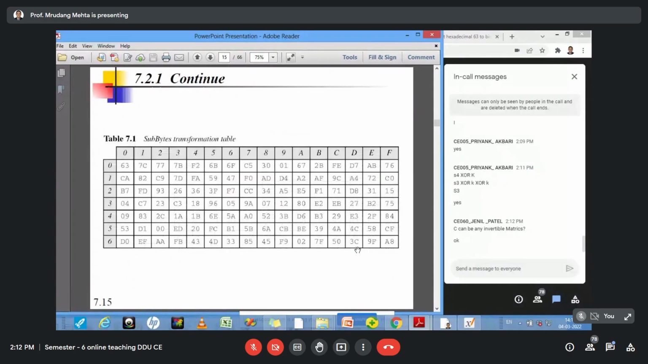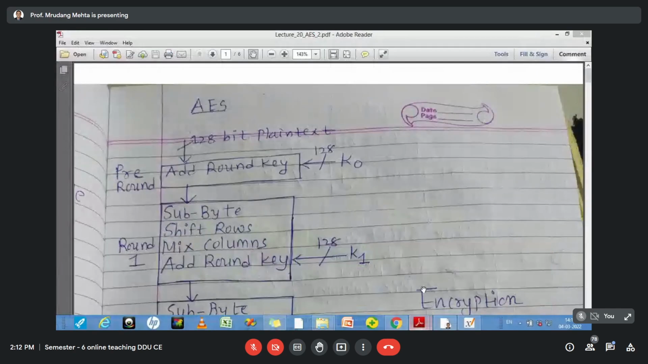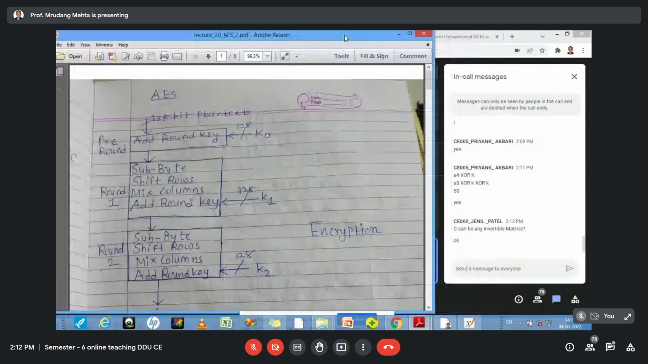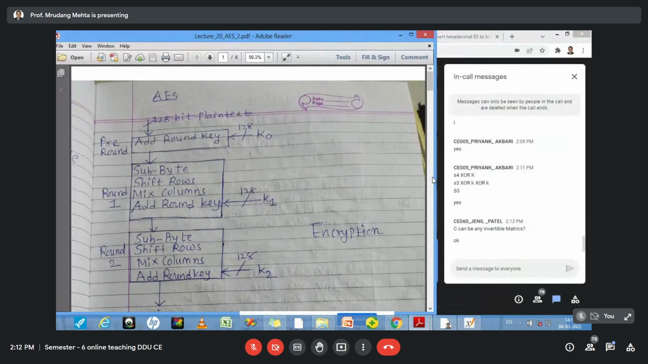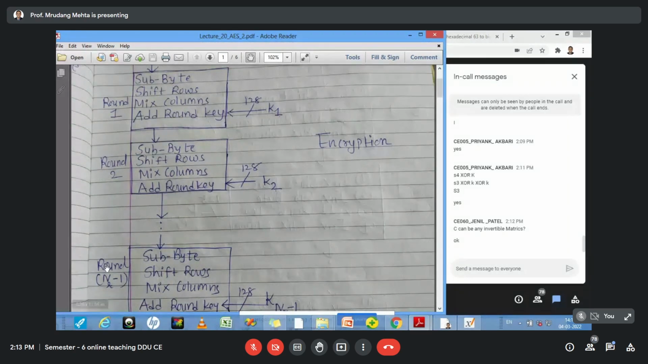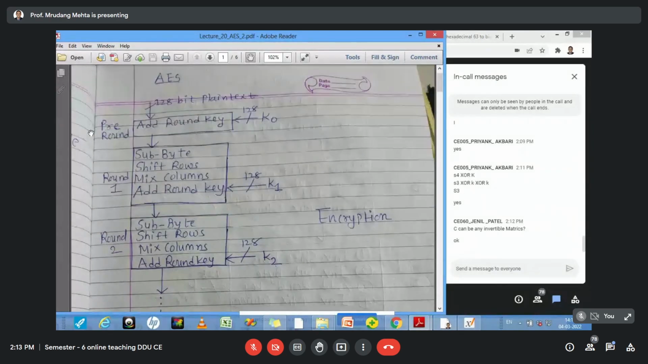Okay. So now we discuss encryption and decryption. The whole encryption process is explained. Now I will discuss step by step that decryption is possible, and which steps we should follow for decryption. So if you see, this is our encryption process. In encryption, we have a pre-round. It is followed by round 1 to round NR minus 1, and NR. So the total number of rounds is NR plus 1 pre-round.